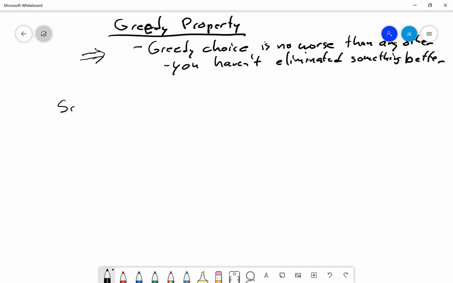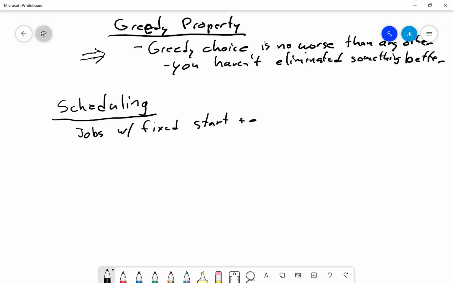One of them is scheduling. And you've probably all heard of scheduling because it's the most commonly used one. The idea is you have jobs with a fixed start and end, and then how many can you do?